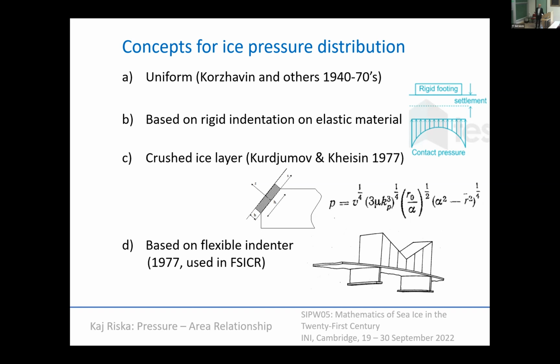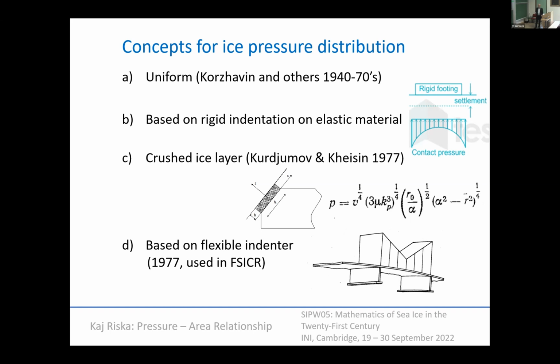Then there are some studies related to rigid indentation on elastic material, where you have a stress concentration at the edges. Then there is a theory by Kurjum and Keisin, two Russians actually, who said that there's a viscous layer between ice and the ship, and the force is transmitted through this viscous layer. Using all kinds of material constants, they derived the distribution. It's a fourth root of this kind of quantity, so essentially, because there's R squared, it's essentially a square root type of distribution.